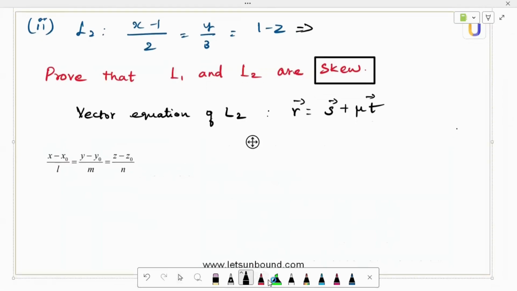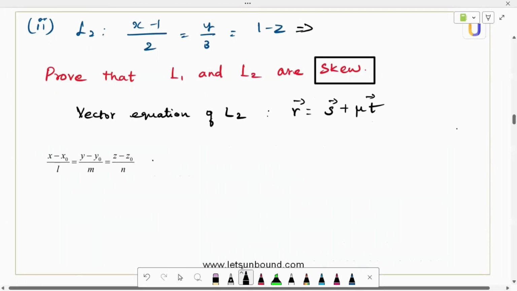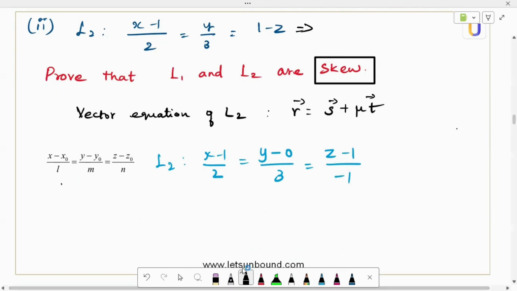Okay, so let me write L2 in this form. L2 is x minus 1 over 2, that is perfect. y minus 0, you can put it as simply y over 3. And I want z minus 1, so you take minus 1 and put it divided by minus 1. This will make sense. Same thing, but I represent it in the standard form. So x naught, y naught, z naught is a fixed point that we will consider for a line without the scalar multiplication, right? That part. And l, m, n are the direction vectors.